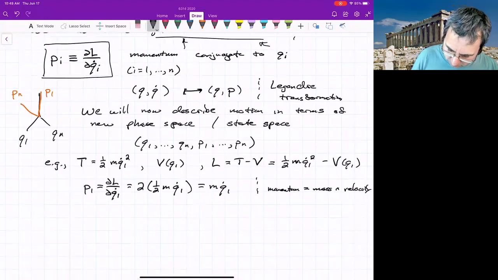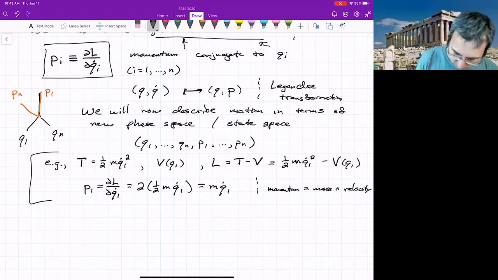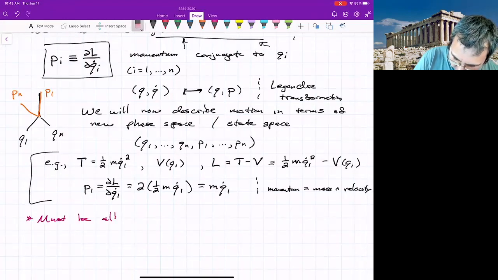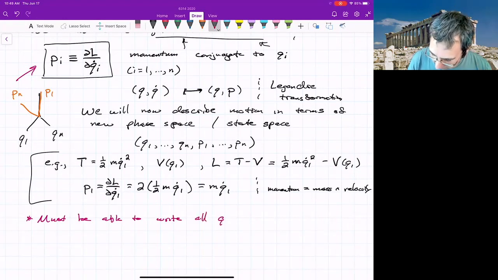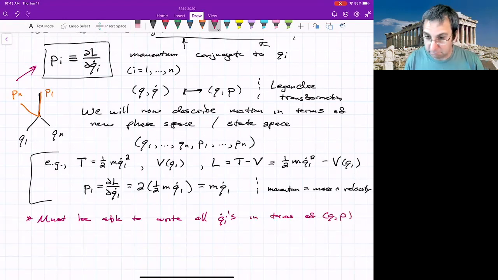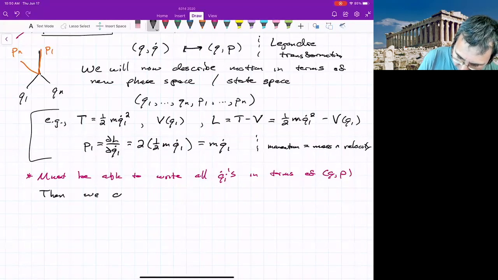In this case, let's just leave that on its own. But we need that you can write all of the q_i dots in terms of q's and p's. And that's all based on just this set of n equations being invertible. So you must be able to write all the q_i dots in terms of q and p, the new phase space variables. And then we define the Hamiltonian function.